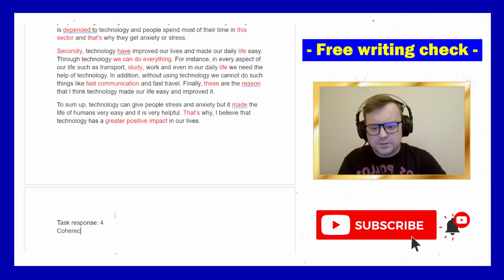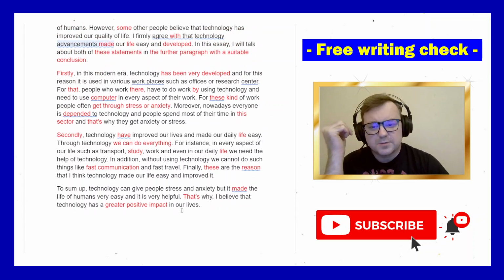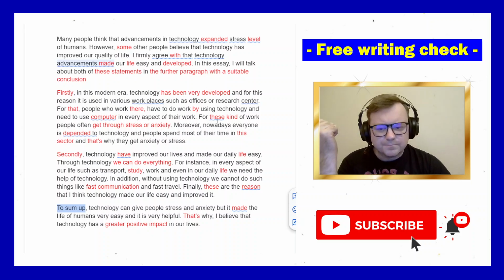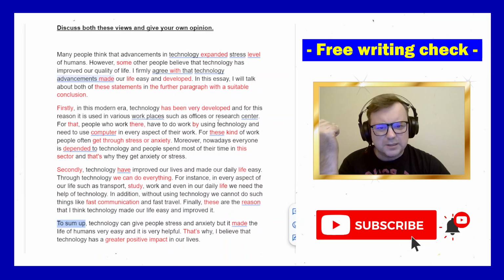Okay, coherence and cohesion. There is some signposting language. Firstly, secondly, isn't really used correctly. For instance, I like "for instance". That's good. "To sum up", I like that in the conclusion, all good stuff. A little bit of dodgy referencing, quite a lot of dodgy referencing actually. "These statements", not quite clear which statements you're talking about. "That", not quite sure what that is. "This sector", well, you haven't pointed to any previous sector.